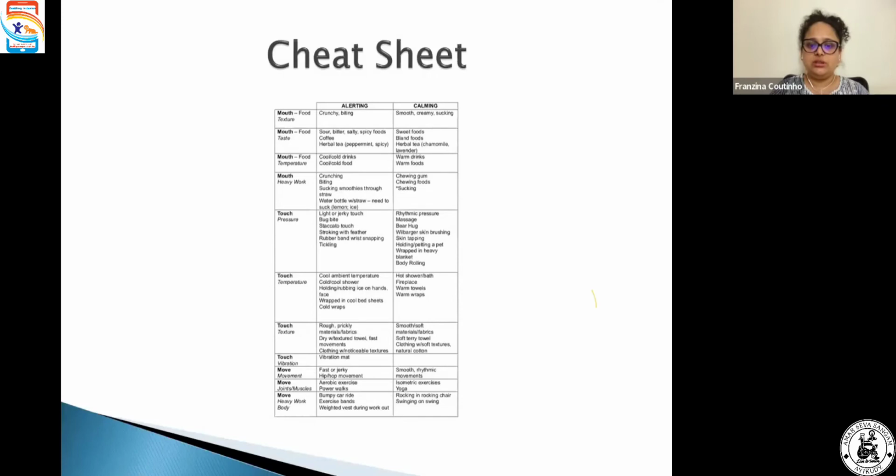So orally, you would basically do sucking on smoothies through straws, water bottles, and here you would do chewing gum or chewing foods. You can use a lot of the things from here to basically help you create your home plan. So you can take a picture of this. I'm sure it's available later.